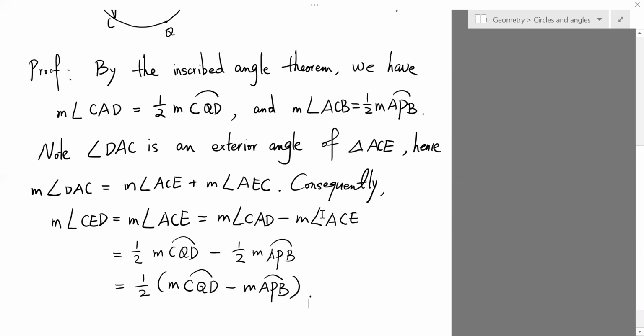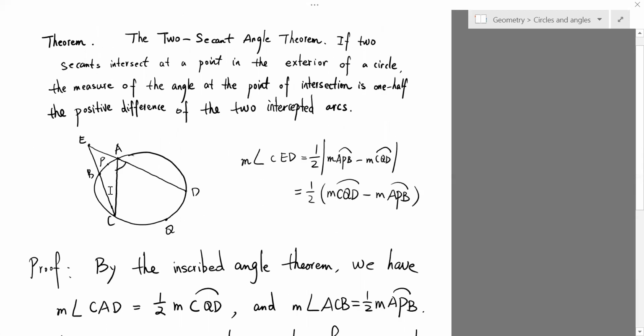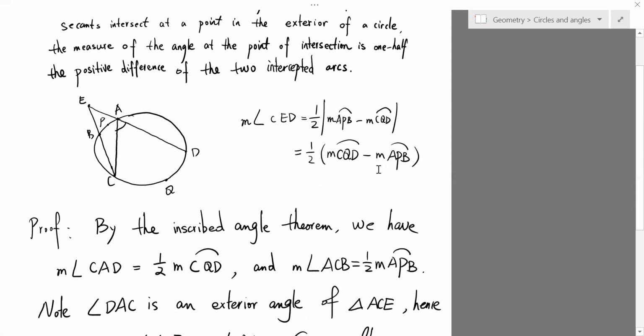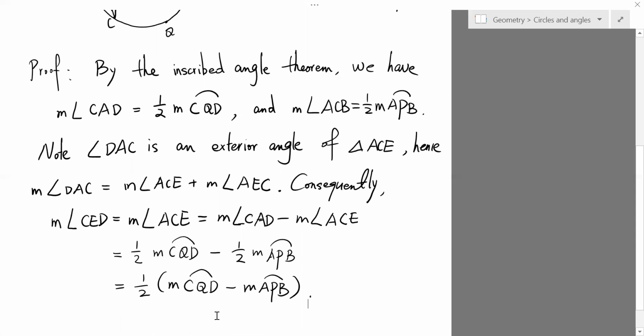All right, so we have shown that the measure of the angle CED is equal to 1/2 the difference between the measure of CQD and the measure of the arc APB, as we have seen down there. And the proof is complete.